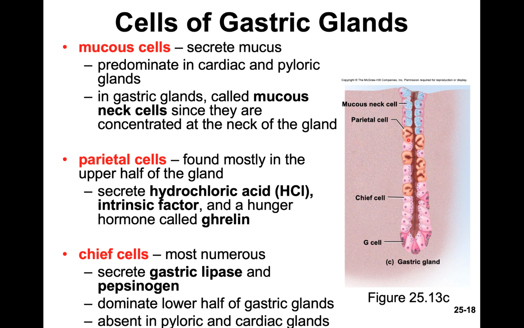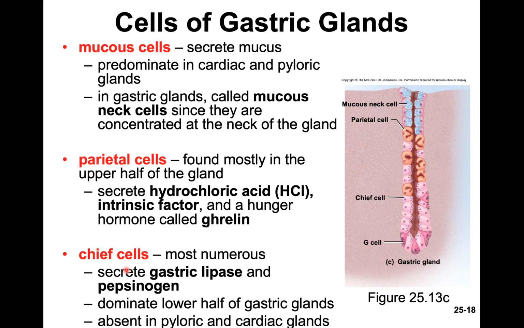Parietal cells can also make a hormone, which we call ghrelin. Ghrelin, right over here, is a hormone name you should know. And ghrelin is produced by the parietal cells to signal your brain that you're hungry. The more ghrelin you make, the more hunger you feel. The last cell here is a chief cell. And the biggest job of chief cells is to make your digestive enzymes for the stomach.